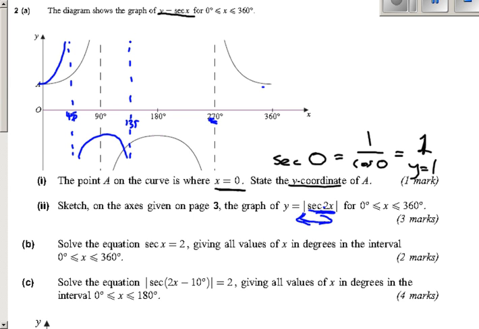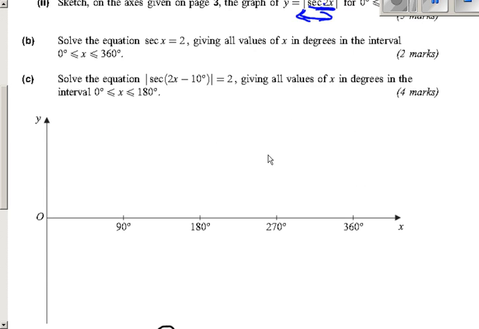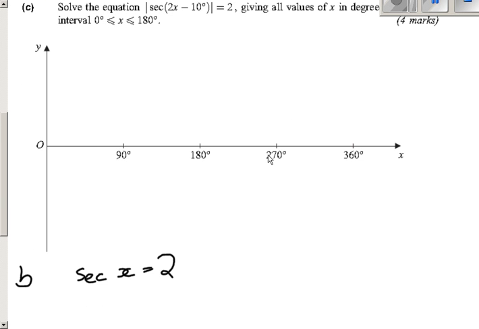This bit here is going to come into here. And then we're going to get another whole cycle again, another asymptote down there, here, another asymptote, and there. That's the graph of sec 2x. Now we're asked for the modulus of sec 2x. So if I scroll down, you can see I've got an axis here already, and to do this, the modulus of it, that bit that was down here is now going to be up there.